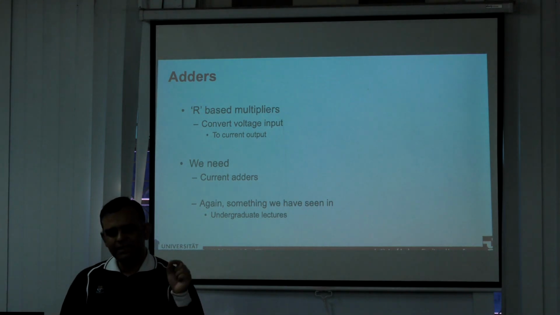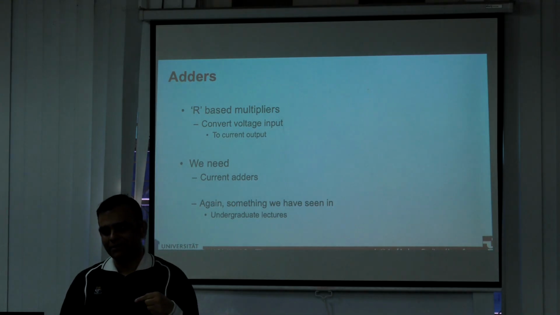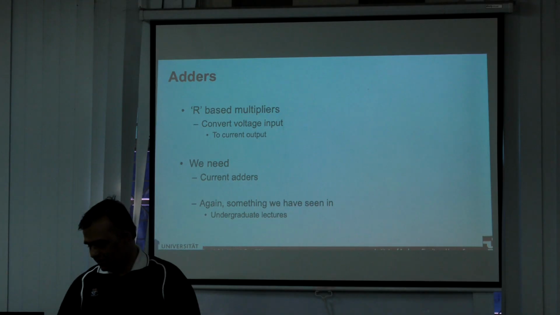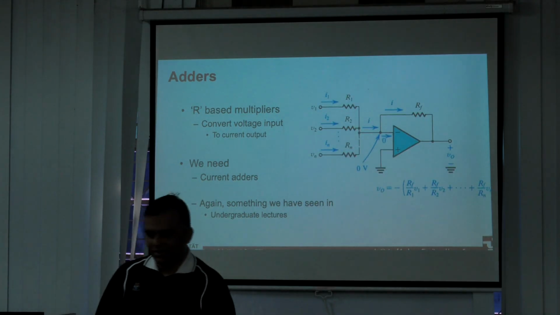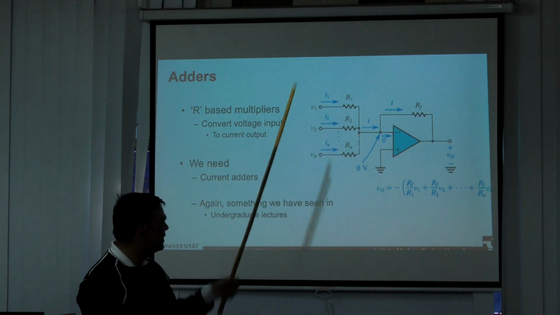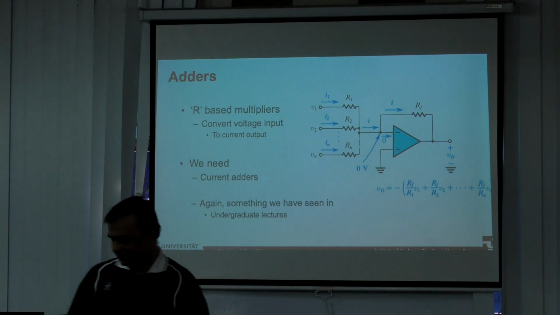Remember, when we are doing this voltage based multiplication, we are getting a current output, right? Our output is current, so we need something to add, and that we have seen in undergraduate. So if we have tons of currents, all of this pass through an op-amp based circuit, we will get adders. Okay.